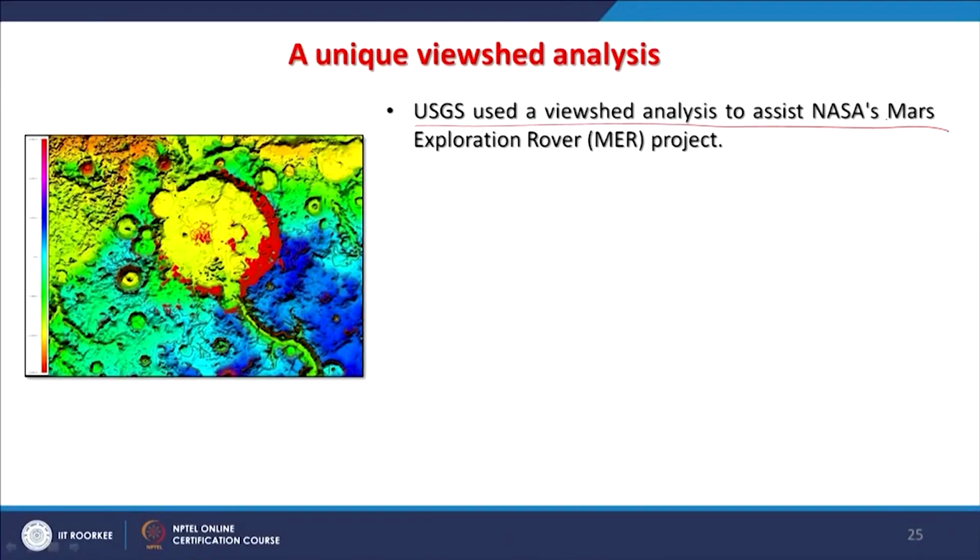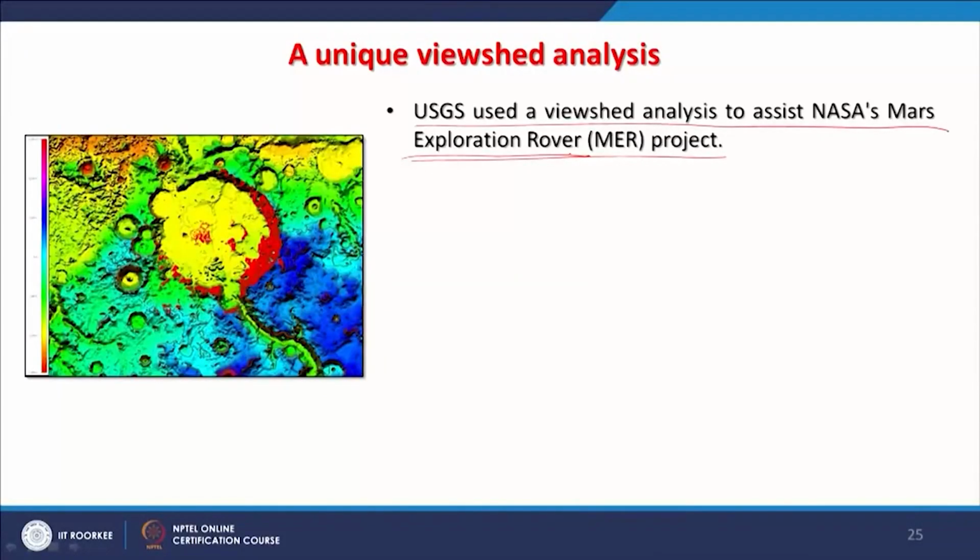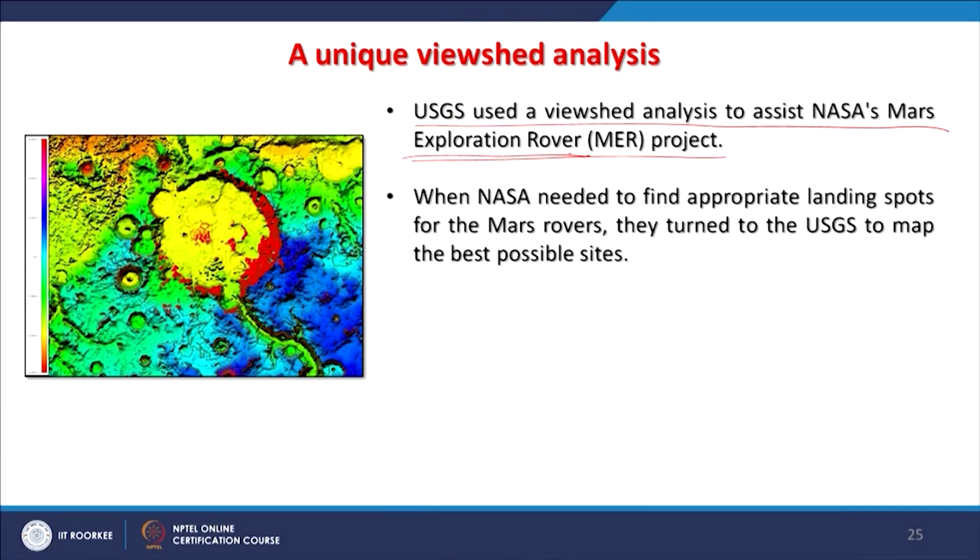Now, just one example: USGS used a viewshed analysis to assist NASA's Mars exploration rover project. The best part for Mars or the Moon is that a digital elevation model at very high resolution has already been developed employing satellite images. So before anything is sent to the surface of, say, Mars, things can be simulated on the ground. And this is what was done for the Mars Exploration Rover MER project; viewshed analysis was done.